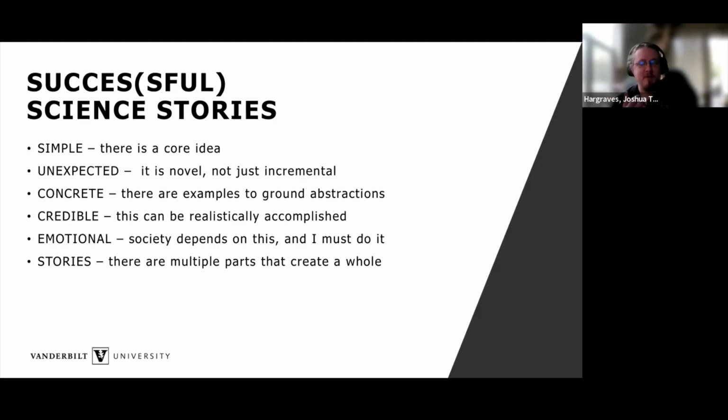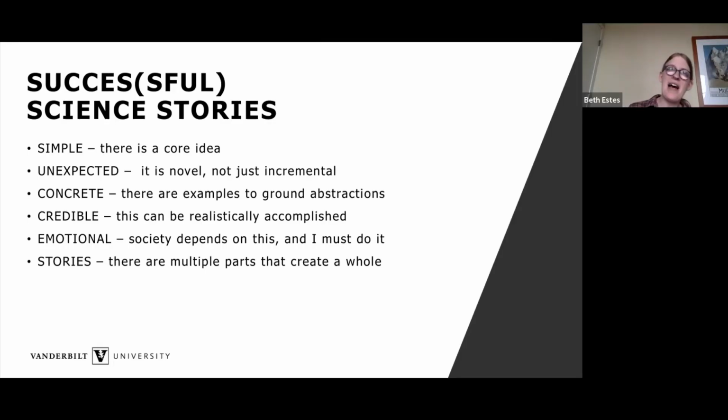But great, anyone else? Yeah, I'll volunteer again. I think I probably excel in being credible. I feel like I have a good logistical mindset of how things can be accomplished. I definitely struggle with being unexpected. I feel like the work I do is fairly incremental to what's out there. Perhaps approaching it from a different way, but it's not like the new thing.